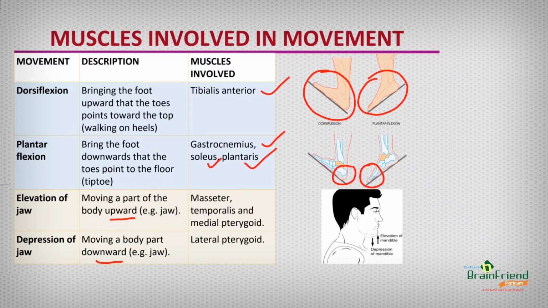In this case, we are talking about the elevation and depression of the jaw. To elevate the jaw, the following muscles are involved: the masseter muscle, the temporalis, and the medial pterygoid, while the lateral pterygoid is responsible for the depression of the jaw.